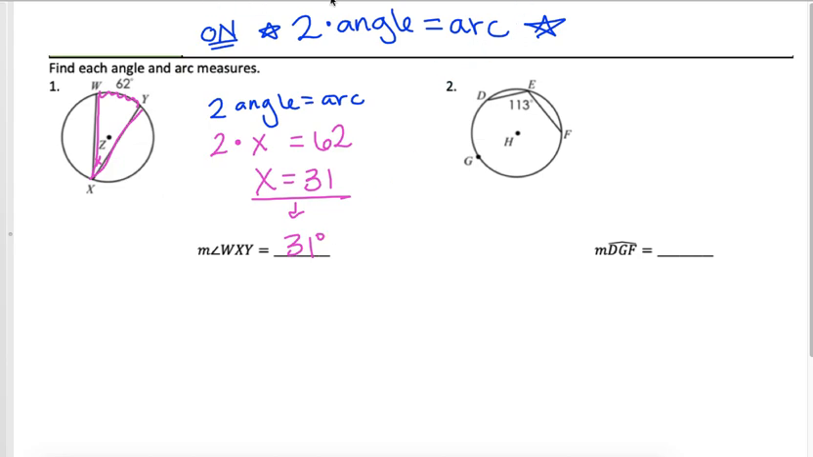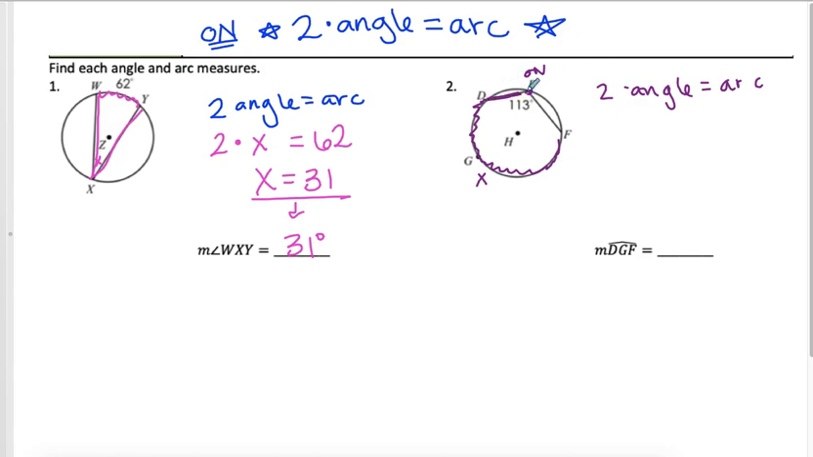Again, on number 2, here's my vertex. It is on the circle, telling me I should be doing 2 times the angle equals the arc. In this case, I'm looking for the measure of arc DGF. So this is the arc that I don't know, and that's where my X is going to be. I'm looking for the measure of an arc, and I do have the angle that goes with it.